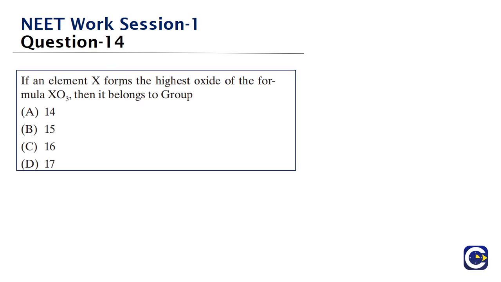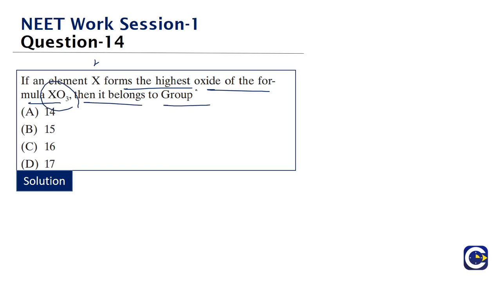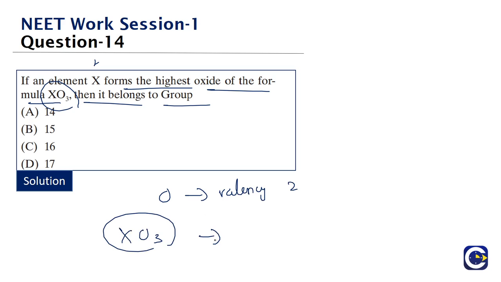So look at this question number 14. If an element X forms highest oxide of the formula XO3, then this element belongs to which group? See, if you have to form XO3, the oxygen valency is 2. And this element in XO3 is combining with 3 oxygens, which means this element should show a valency of 6, the maximum valency, the 16th group.